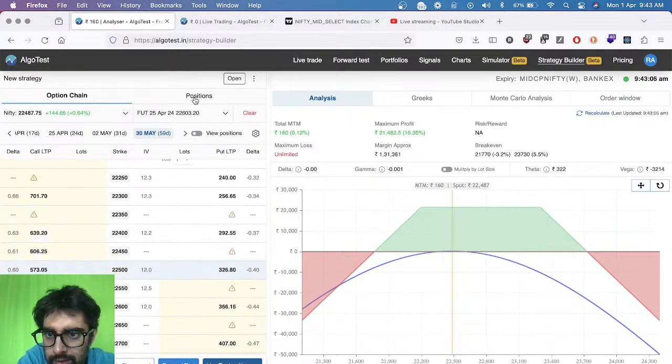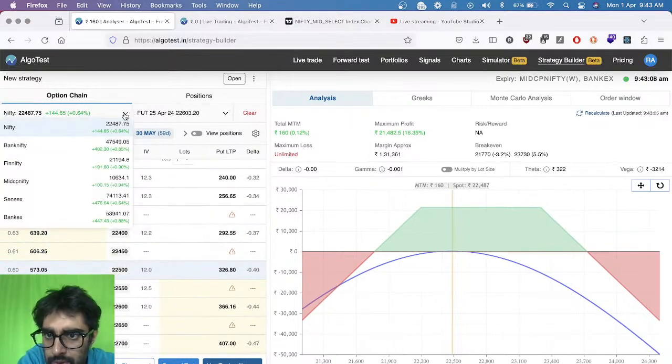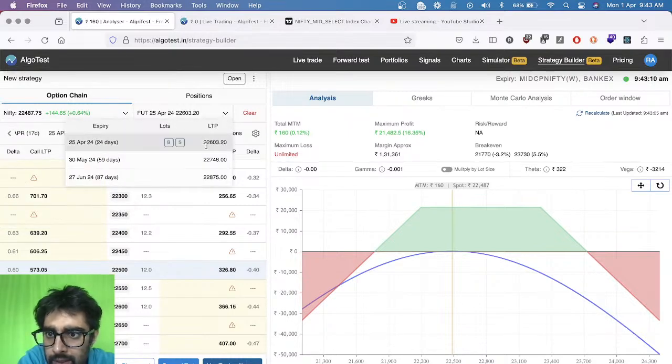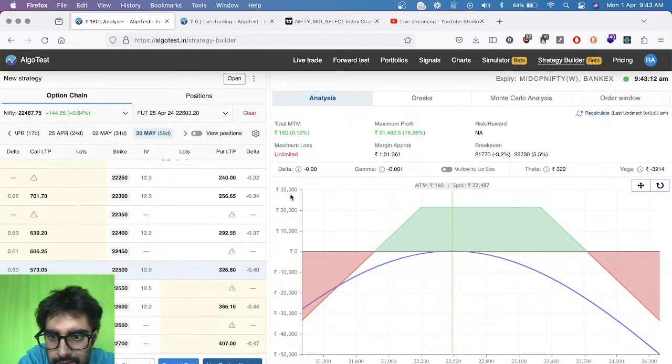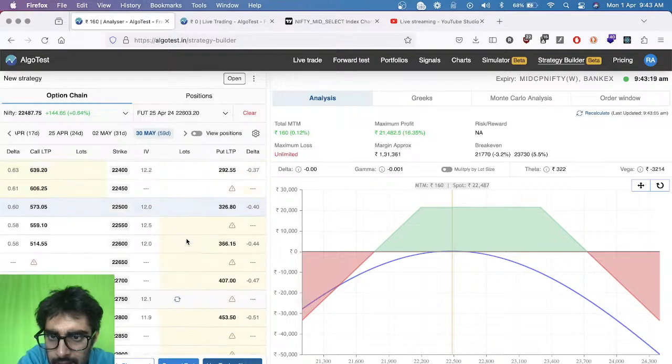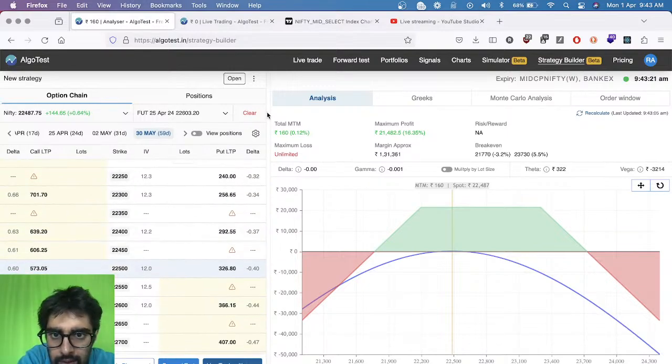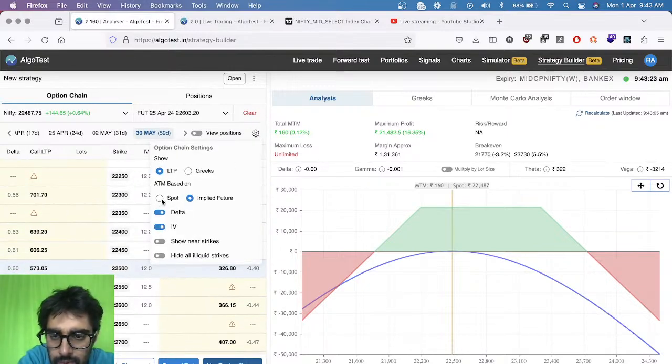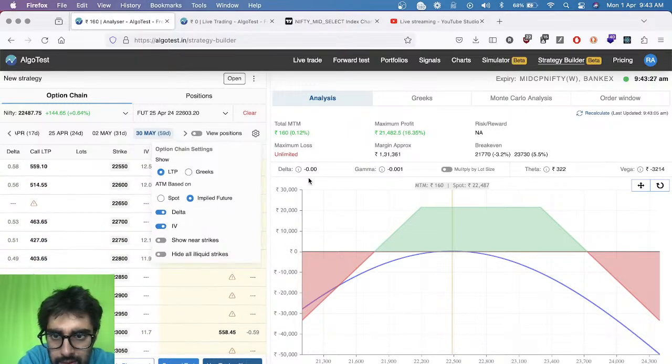So what is the future doing? The May future for Nifty. Let's take a look at that. 22,746. So my at the money is correctly around 22,750. Let's actually change this so that at the money is based on the implied future. That's what we actually want.